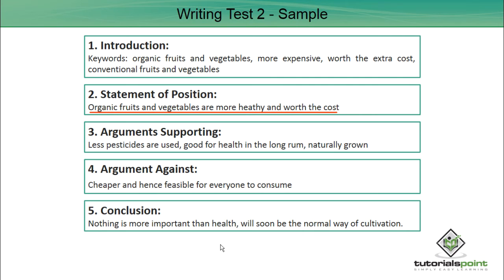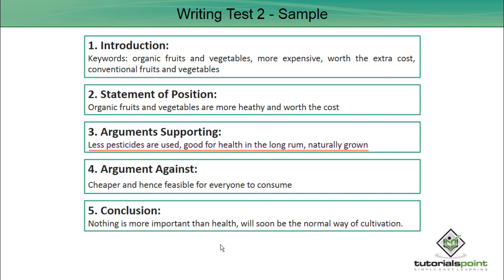Remember, this is my stance that I have taken, but it's up to you. You can even go against the topic and say no, that you do not believe that it's more healthy and hence worth the cost or anything like that. So since I've taken a stance supporting the topic, I have made some points which I would like to highlight for supporting my argument, which is less pesticides are used for growing organic fruits and vegetables. It's good for health in the longer run and they are naturally grown.